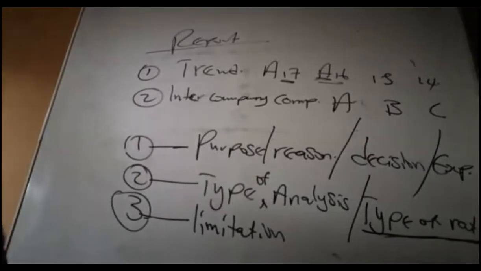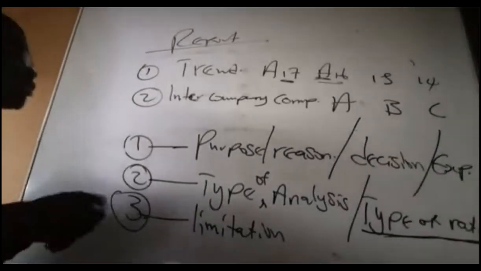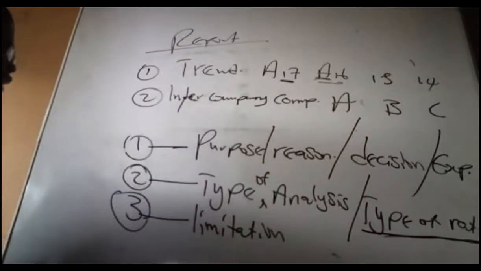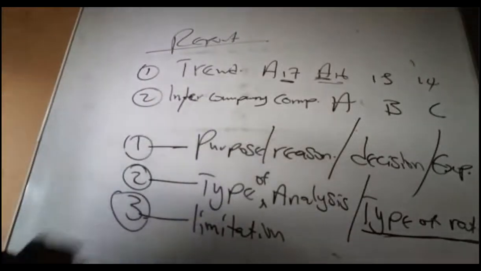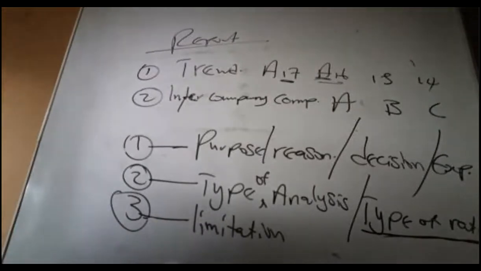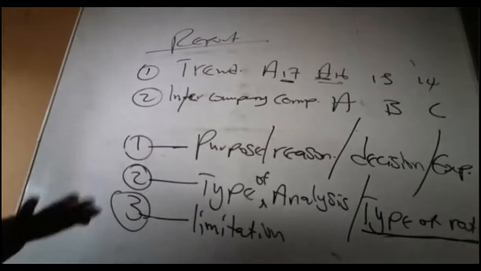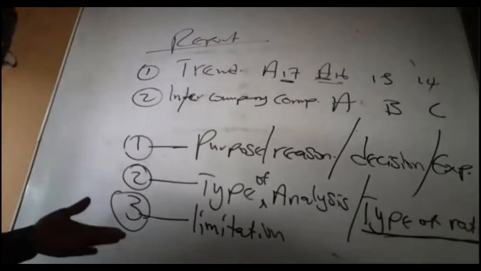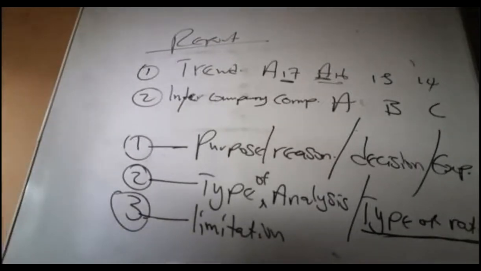Have you seen? If it is intercompany comparison, tell the examiner that the limitation will be selection of what? Different accounting policy. If these two companies are using different accounting policies, then it means that your conclusion will not be on a common base.